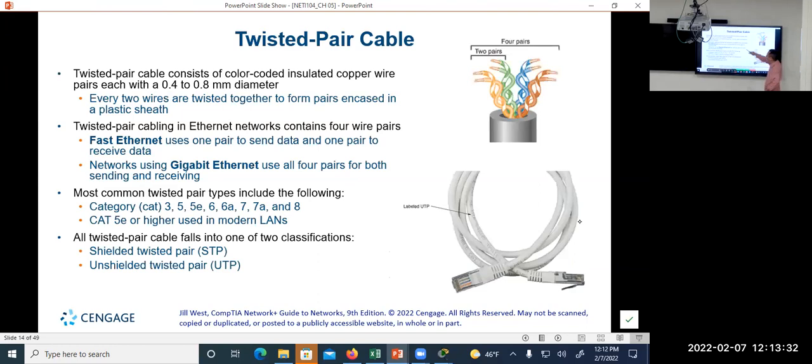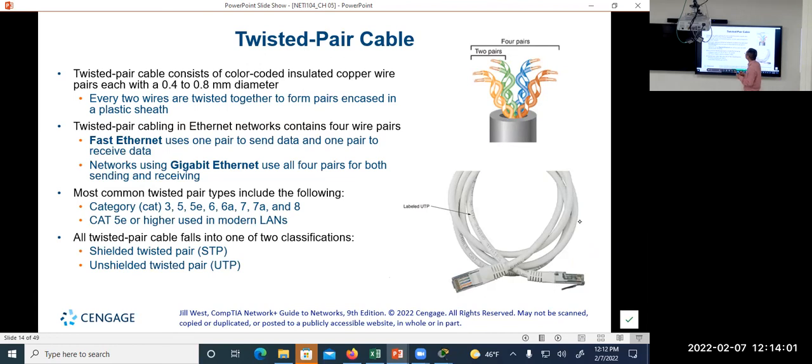Now, this is the most common one you can see in the internet network. The core is a twisted pair cable. The twisted pair cable has 4 pairs. You have 1, 2, 3, and 4. I have the 4 pairs.